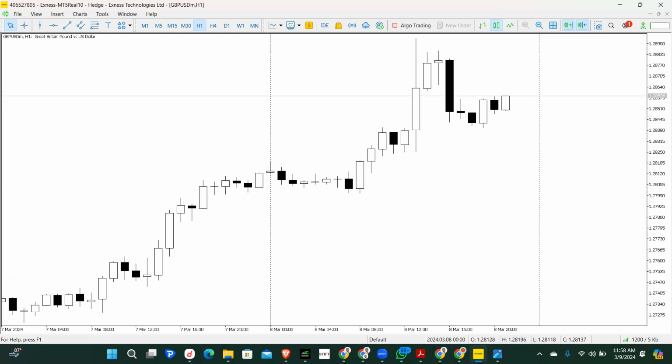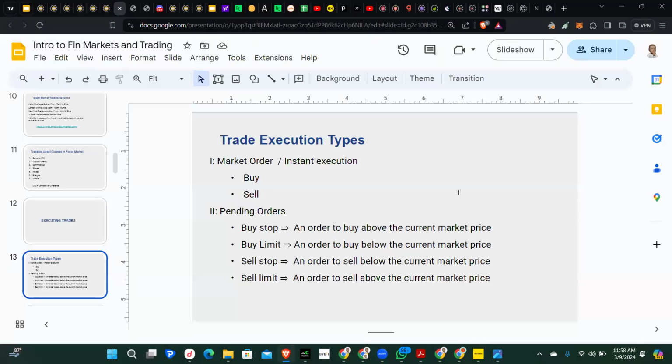Now, when you want to put your own price, you don't want to use the price that the market gives you, that is when you come to the pending orders. In the market order, you can either buy or sell. Then we have the pending orders: the buy stop, the buy limit, the sell stop, and the sell limit. So what are these? Let's understand what they mean.